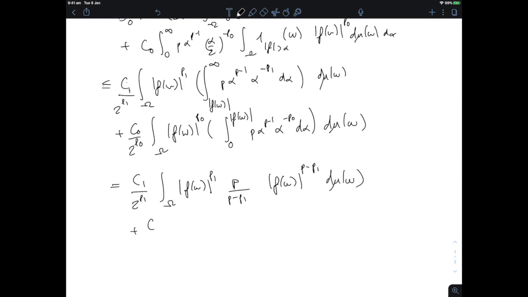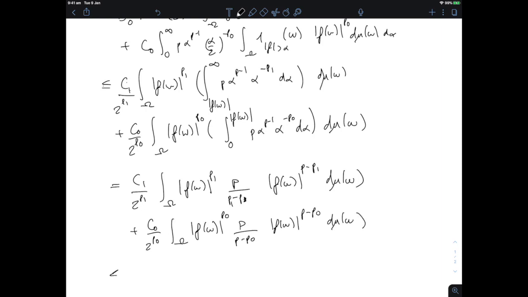And same thing on the second integral, p0. Oh, by the way, there's a minus sign here, so let's put a minus on that. So let's write p1 minus p here. And then here I've got p divided by p minus p0, which this time is positive, and I get f of omega raised to the power p minus p0, d mu of omega.